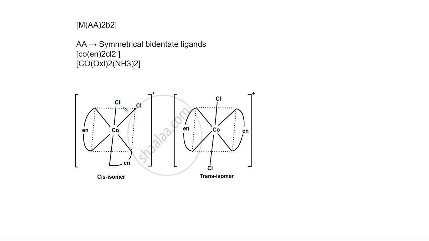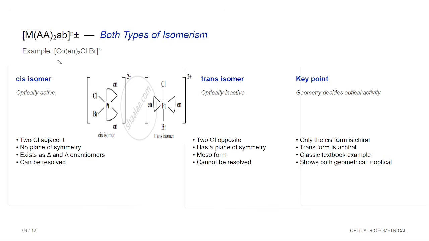Here, in the first example, these two chlorine atoms are attached on one side, so this is the cis isomer, and here the chlorines are attached on opposite sides, so this is the trans position. The next type is M(AA)2AB type. Here AA is symmetrical, and the example is bromochlorobis(ethylenediamine)cobalt. Here the chlorine and bromine attached on one side is the cis position. If the chlorine and bromine are attached on opposite sides, these are trans isomers.